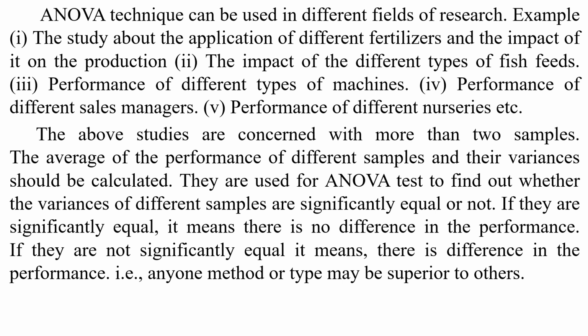The average of the performance of different samples and their variances should be calculated. They are used for the ANOVA test to find out whether the variances of different samples are significantly equal or not. If they are significantly equal, it means there is no difference in the performance. If they are not significantly equal, it means there is a difference in the performance, i.e., any one method or type may be superior to others.